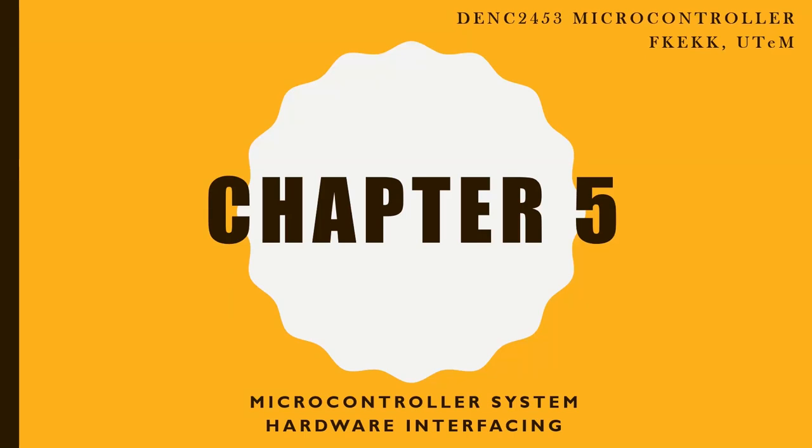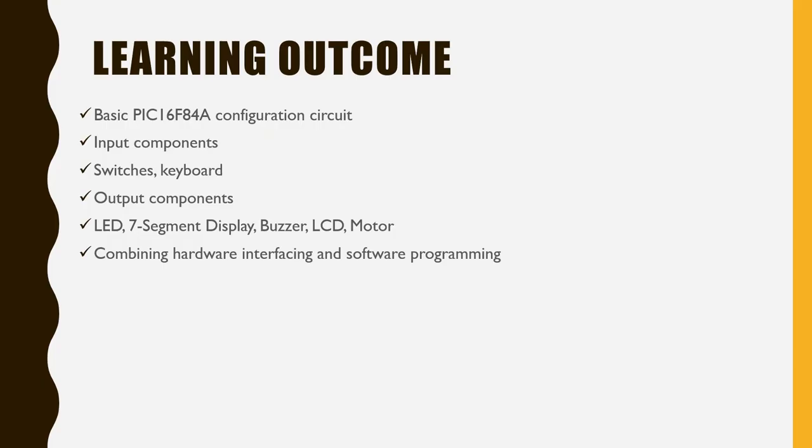Hi, this is chapter 5, hardware interfacing. By the end of this chapter, we will cover basic configuration circuit and input components, switches and keyboard. And we also look into the output components. This will be covered in chapter 5A.